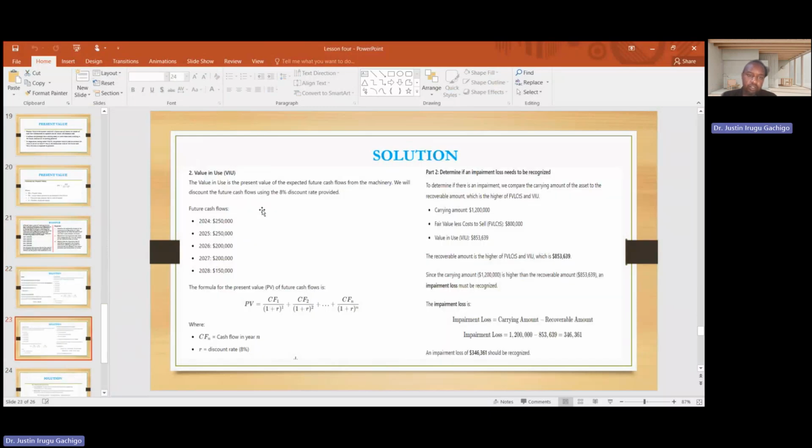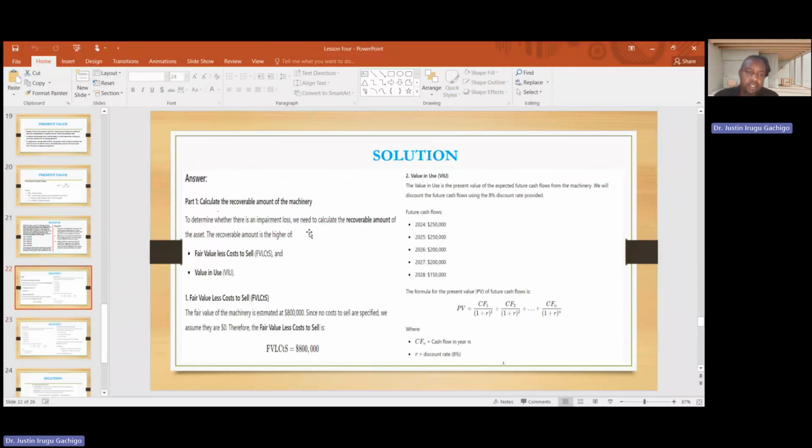So solution. Now, number one, you need to calculate the recoverable amount. Remember we said the recoverable amount is the higher of fair value less cost to sell or disposal, and the value in use. So the fair value is estimated at, we have been given this.